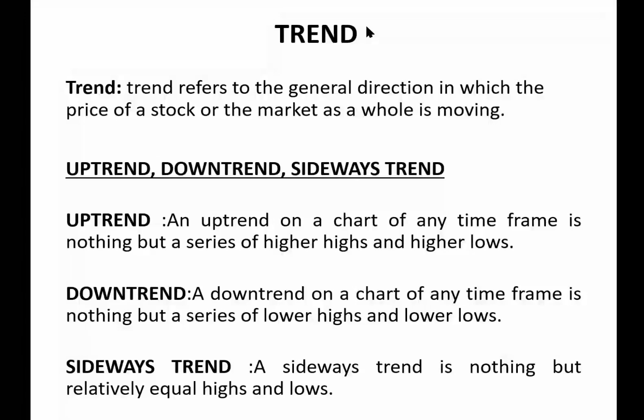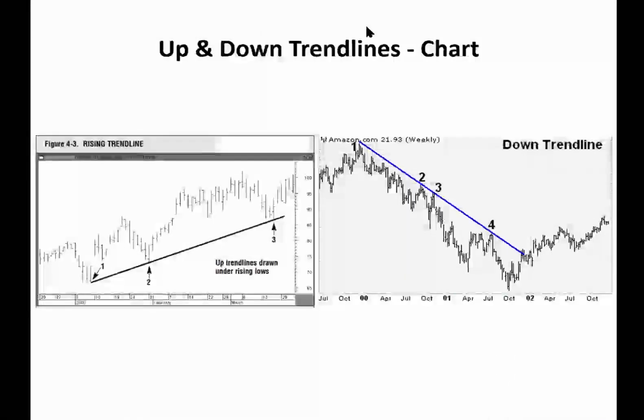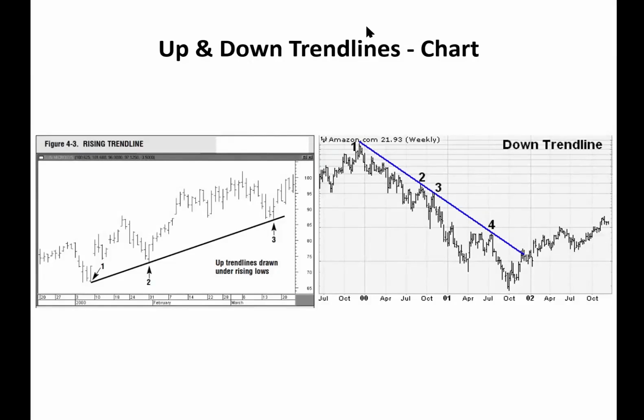Then a downtrend on a chart of any time frame is nothing but a series of lower highs and lower lows. So here you can see the second chart of Amazon, the points 1, 2, 3, 4. Those are the lower highs which the downtrend line is connecting. So the uptrend line usually shows the support where the security has taken the support and then blasted off, whereas the downtrend line shows the point where the security has faced the resistance and continued its journey on the downtrend.